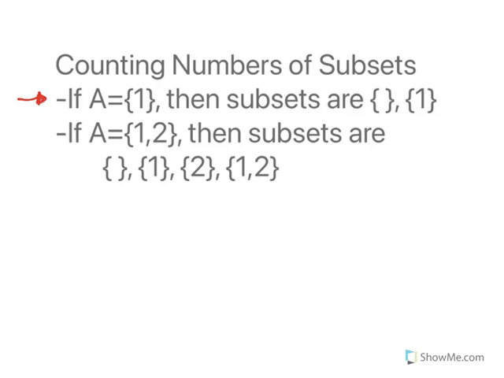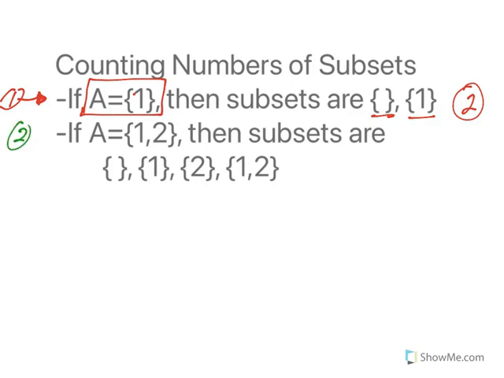So the first one here, we'll call this 1. If we have finite set A, where A is only the set of 1, then we have two subsets, the empty set and the set that contains 1. So there are two total subsets.